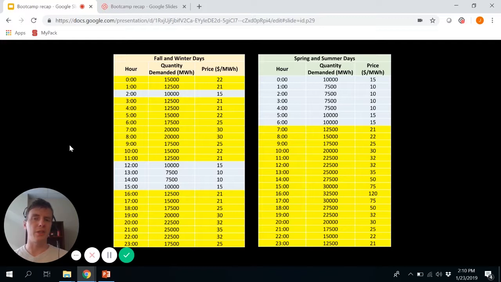And what it suggests is that in the fall and the winter, this plant is probably going to be producing electricity in the morning, maybe through lunchtime, and then it's going to turn off during the middle part of the day, and then it's going to turn back on in the late afternoon and evening. And then in spring and summer days, the power plant's going to be off during the early part of the day when electricity demand is lower. And then as electricity demand and price increase, this power plant's going to turn on in the morning and stay on for the rest of the day.